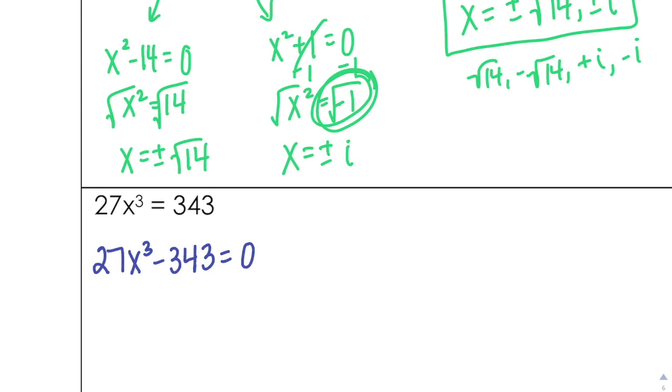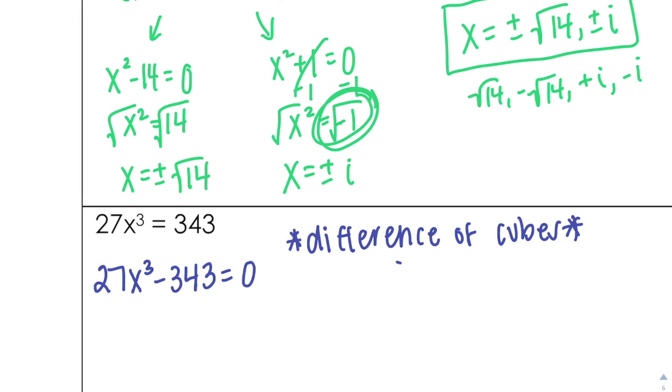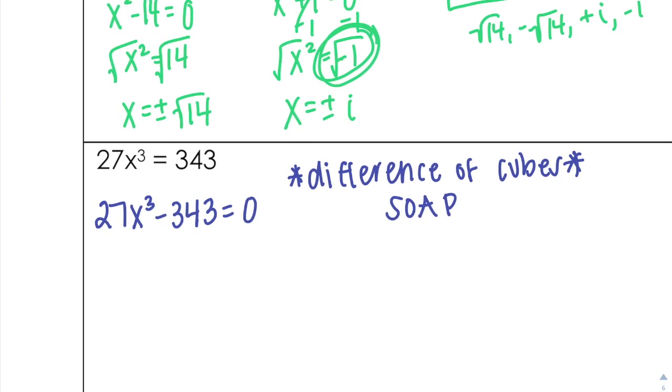If you try to divide by 27, 343 divided by 27 gives you a decimal, which remember, you can't have that. So there's nothing that I can take out, but hopefully something is going off in your head. 27, 343. This is a difference of cubes. And remember, difference of cubes was SOAP. You're going to have a linear factor and you're going to have a quadratic factor.